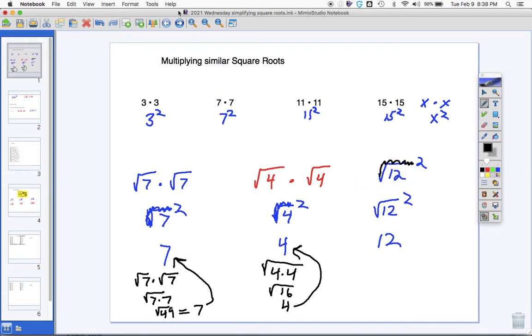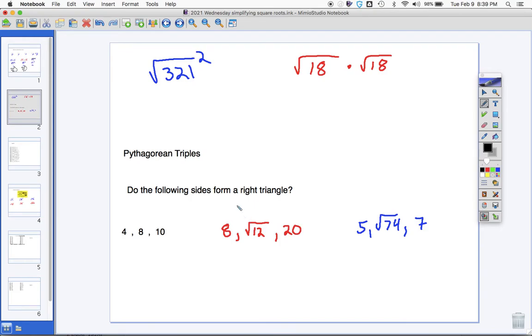So let's take a look at some activities with this. Here you can see on the next page, obviously the square root of 21 squared. What does that represent? Well, again, these two guys are going to blow each other up, and you're just left with 21. Here I've got the square root of 18 times the square root of 18, so multiplying like items, that becomes the square root of 18 squared, which then just becomes 18. So that would be your final answer there.